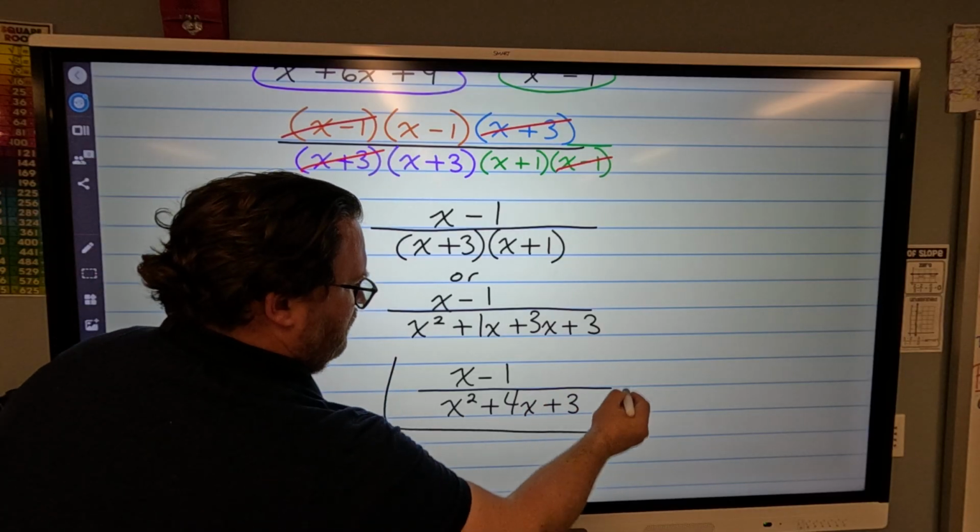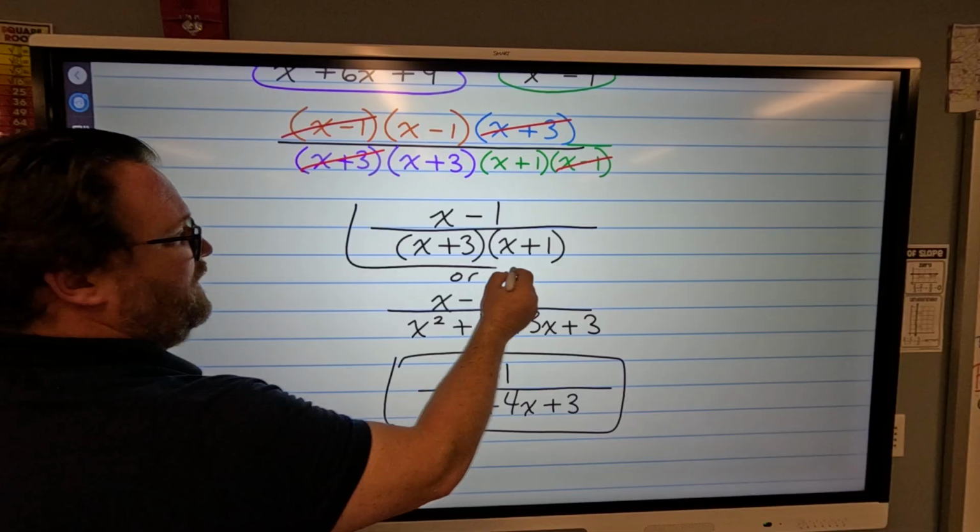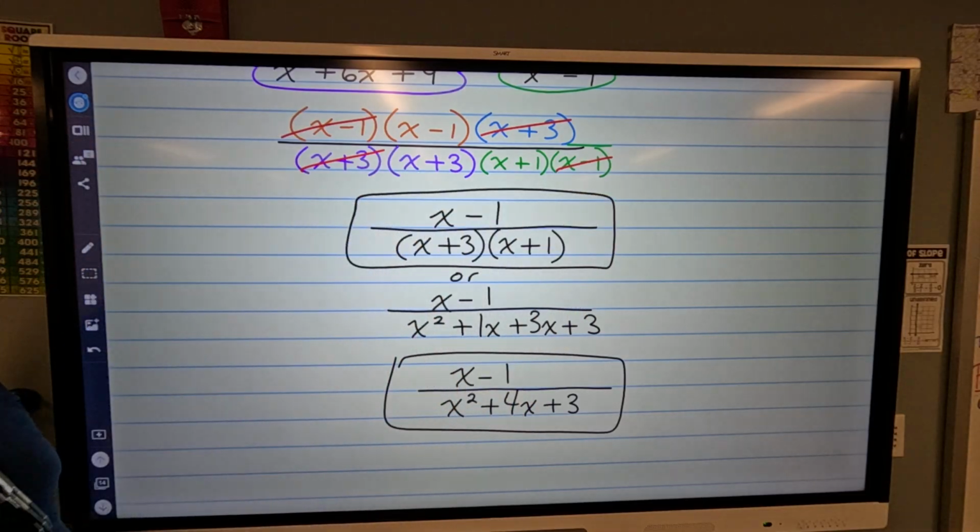So either this for our solution, or if we want to leave it in factored form, here we go. Either one works.